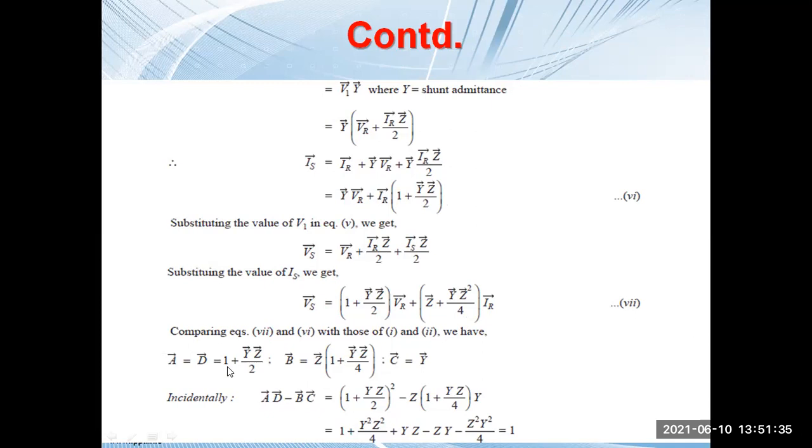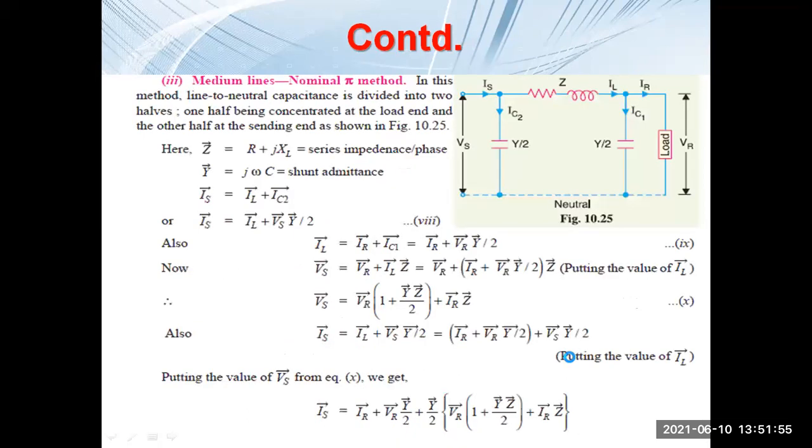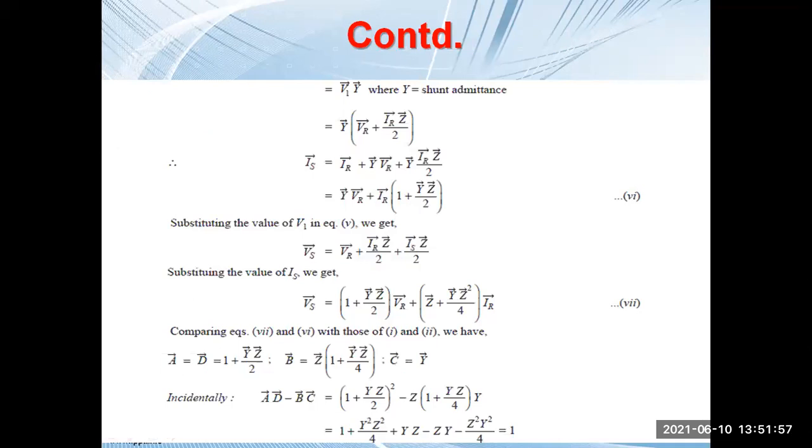So the condition of symmetry is satisfied. Then the condition for reciprocity, that is AD minus BC equal to 1. We'll substitute this value. A and D will substitute. This is A square minus BC. B into C, we'll substitute. Then we'll do some calculation. Then we are getting AD minus BC equal to 1. Should I derive it on the board? No, sir. Okay, fine. So then I hope you can do it. I think you can do this calculation.